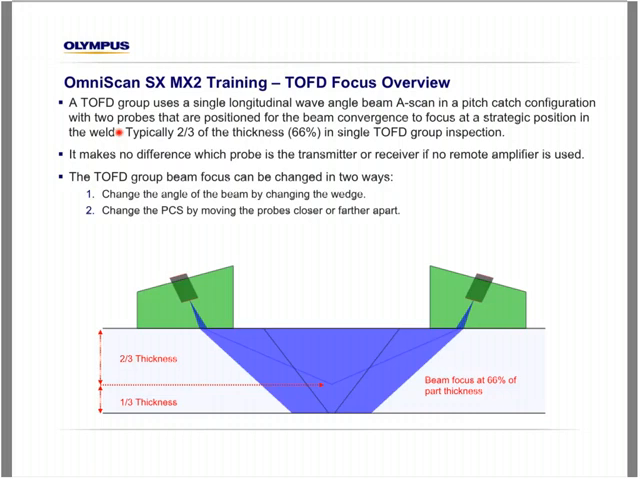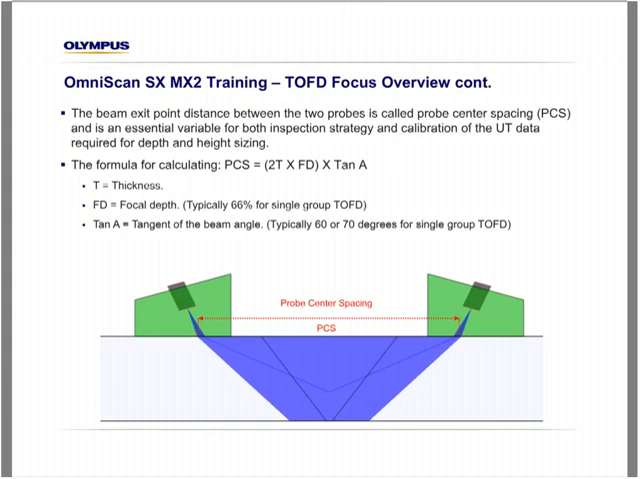66% of the thickness. Here we see a typical Toth inspection where the PCS and angle have been manipulated to intersect at approximately 2/3 of the component thickness. This is a simple formula that includes the thickness of the component times 2 times the focal depth times the tangent of the angle to give us the PCS that we're going to lock the probes into the scanner.